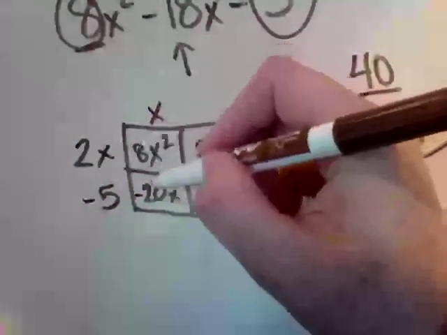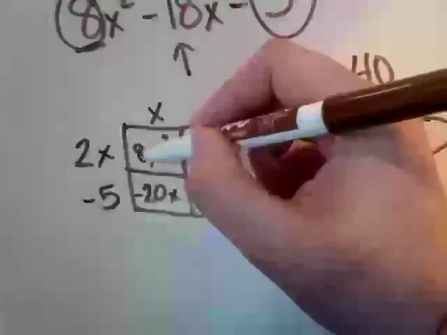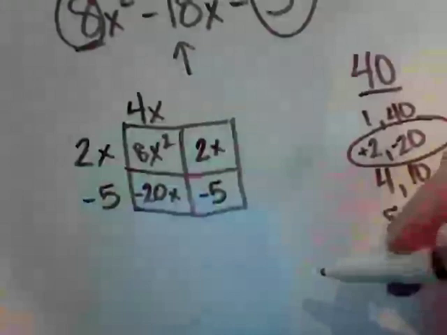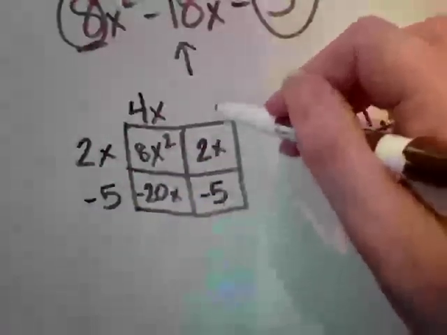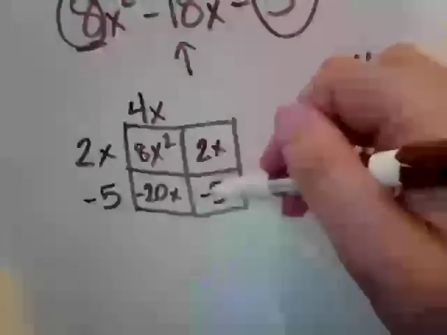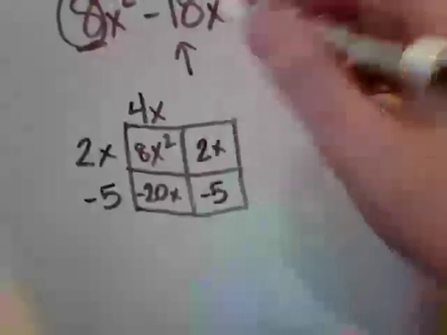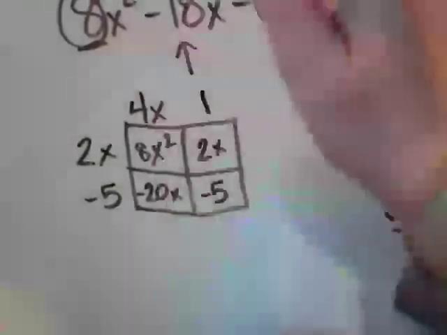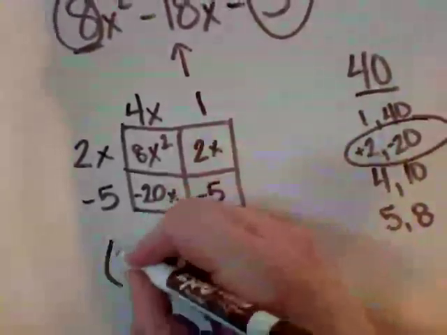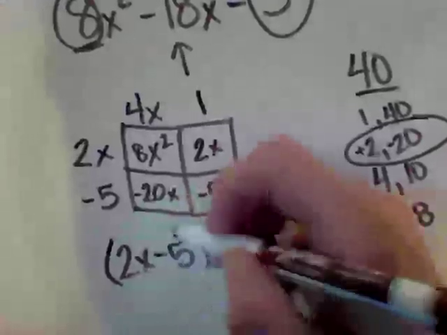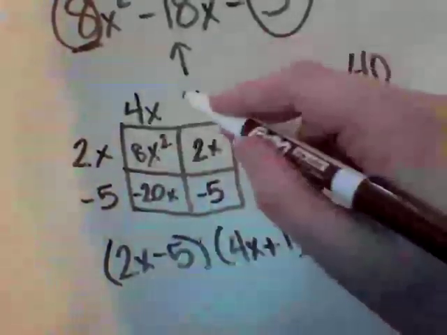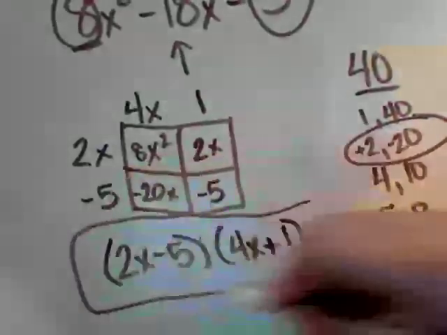And then when I look at 8 and negative 20, well, if I have 8 and 20, the greatest common factor that they both share would be 4. Okay? With the next column, these two boxes do not both contain an x. And if I'm looking at 2 and negative 5, the only factor that they have in common is 1. So this 8x squared minus 18x minus 5 really factors into 2x minus 5 times 4x plus 1, right? Because it was a positive 1, so we put a plus 1 there. All right, so this would be the factored form there.